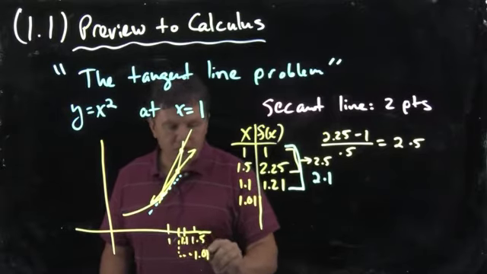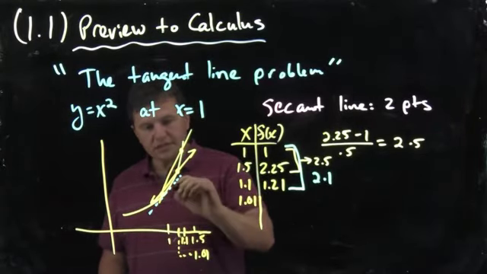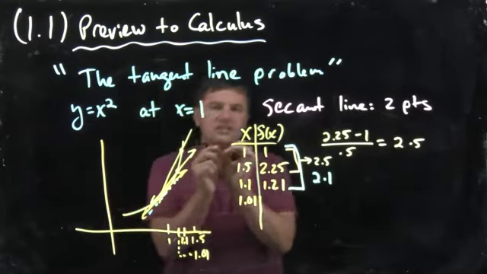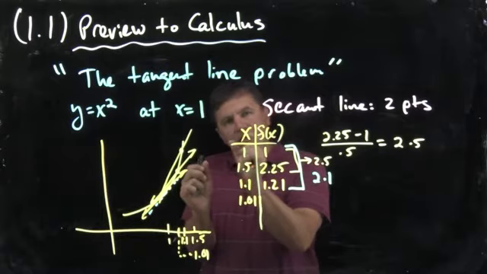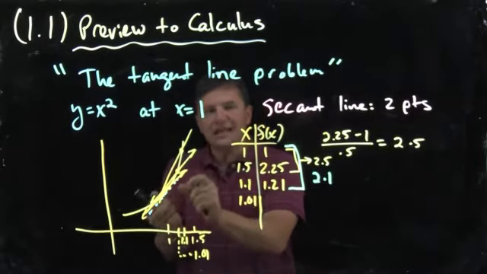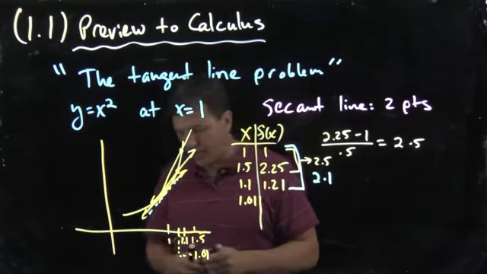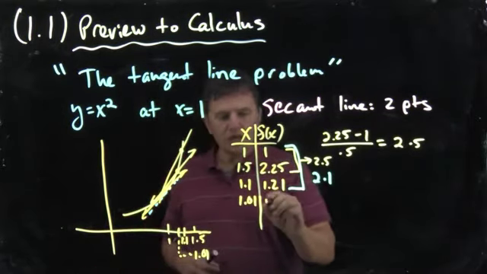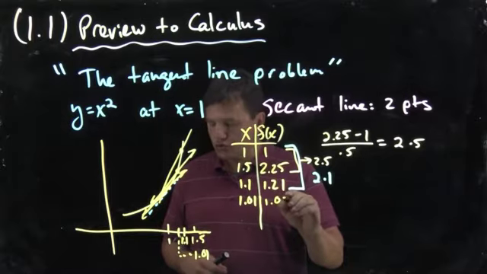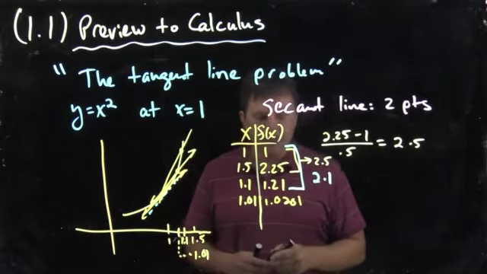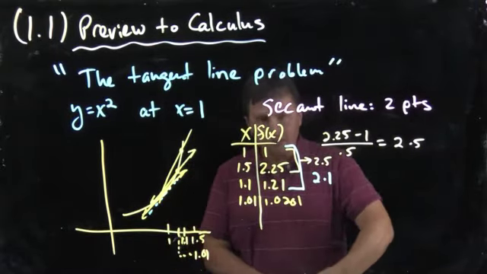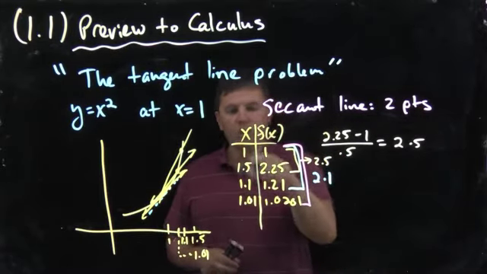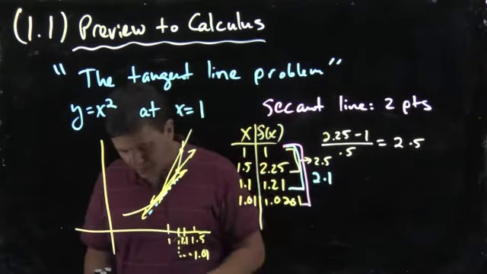We get 1.01. So let's say that's right here. And now you can see that 1.01 is so close together that even with me changing that scale, they are so close together that that secant line is almost the tangent line. So 1.01 squared is 1.0201. And now I'm going to do the rate of change from 1 to 1.01.